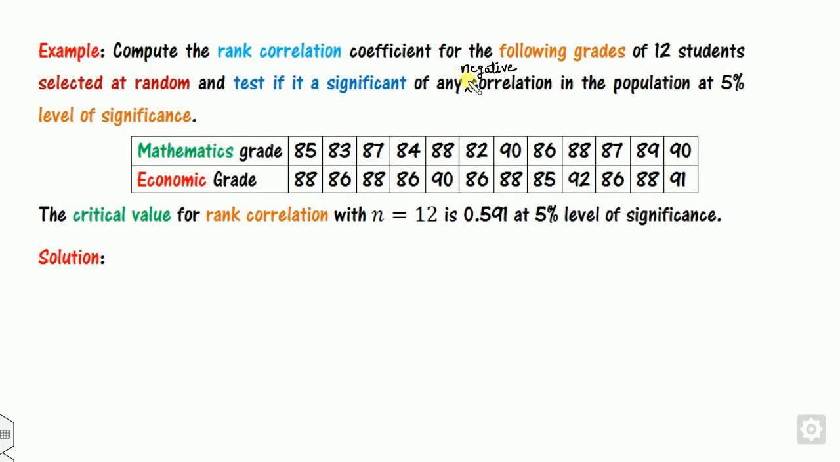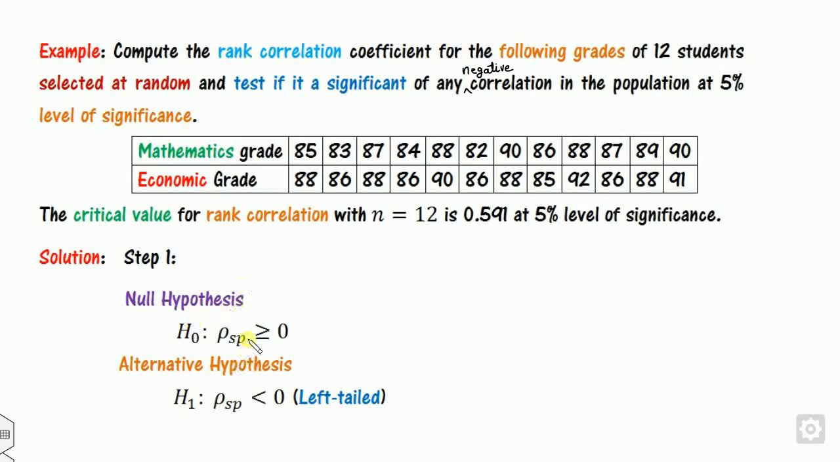Compute the rank correlation coefficient for the following grades and test whether there is a significant negative correlation. So how do you define H0 and H1? Look at that, what you want to calculate is whether there is a negative correlation. So H0 is less than 0 and H1 is greater than or equal to 0, because there is no equality in the negative case, that's why this is H1. So this is, again, the left tail.